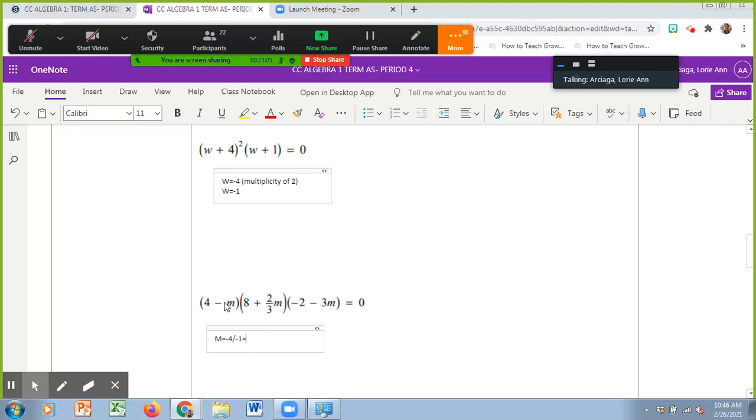What's -4 divided by -1? 4. Very good. Okay, there you go. So that's your final answer. So even if they're not arranged in the same exact order that we saw earlier, you can still do the shortcut, right? So it works.